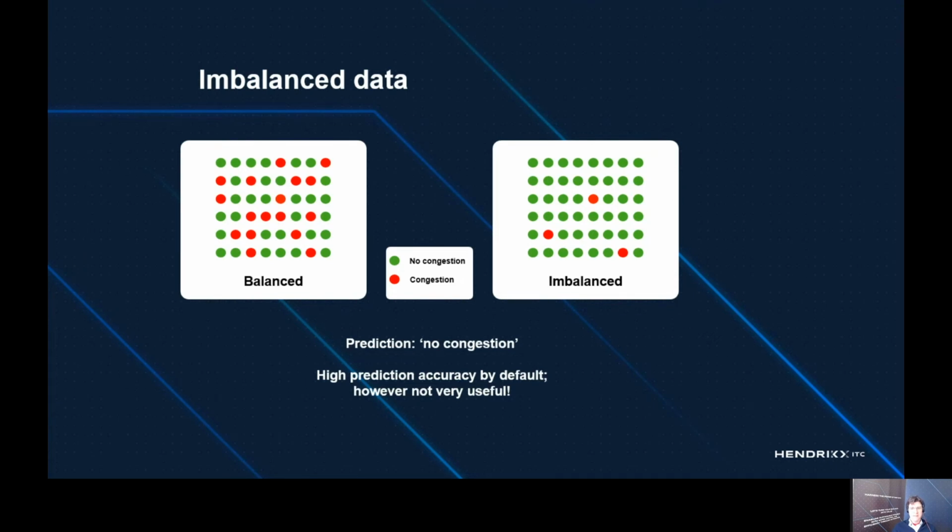And this is an issue because if you have a model that predicts that there will be no congestion, then the accuracy of the model will be very high by default, because congestion doesn't happen that often. Suppose the ratio of congestion to non-congestion is 99-1, and the model predicts no congestion by default, then you have an accuracy of 99% by default, which is very high, but it doesn't mean much. It's not very useful.